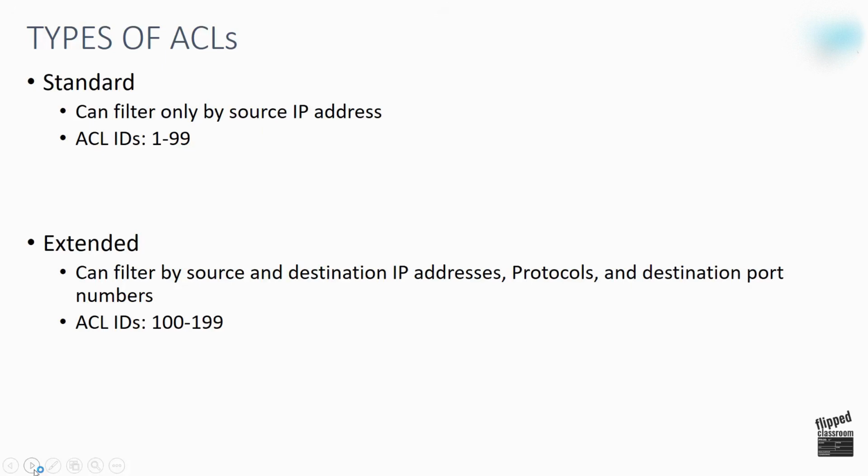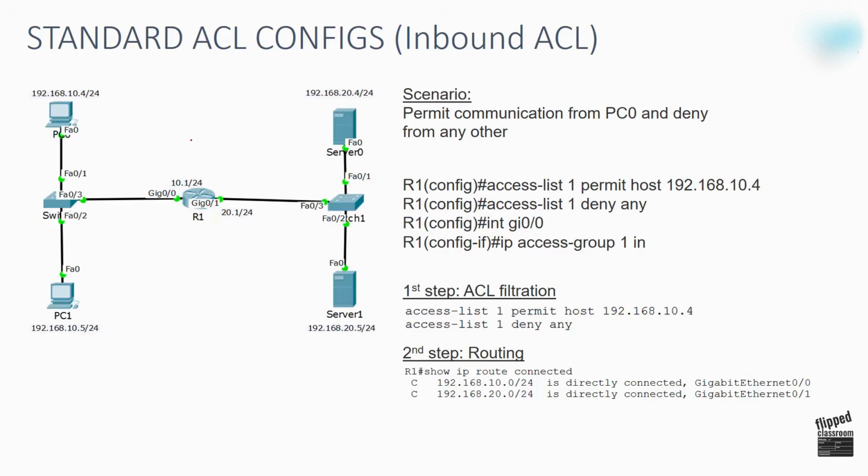An extended ACL can make filtration by source and destination IP addresses, by protocols, like it can make filtration by IP protocol, TCP, UDP, ICMP, and so on, and destination port numbers. So as you see, extended ACL got a lot of variants of making filtration of the packet in comparison with the standard ACL. An extended ACL got IDs from 100 till 199, whereas the standard ACL got IDs from 1 till 99. Well, how to make configuration of the standard ACL.